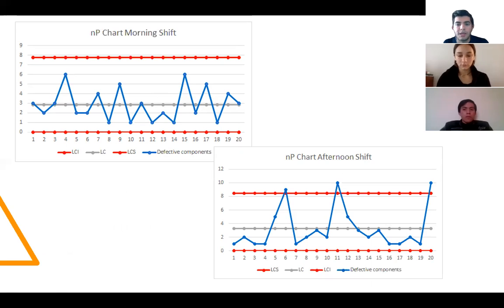However, when looking at the behavior of the process during the afternoon shift, we observe that there are three signals, all of them indicating causes of variability external to the process, in addition to showing intermittency in the process and evidence of lack of control. We realize that the reason for the problem with the proportion of defective bricks may have its origin in the afternoon shift.